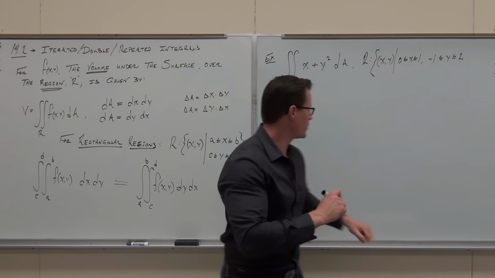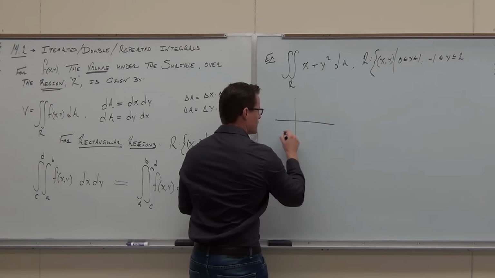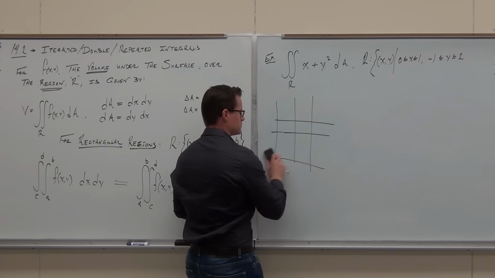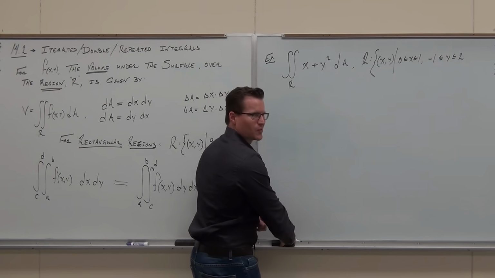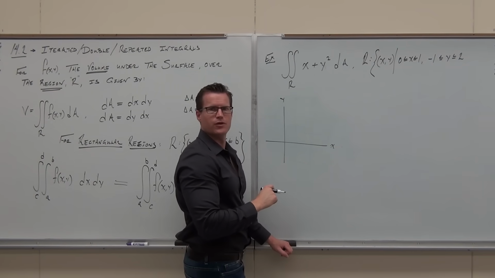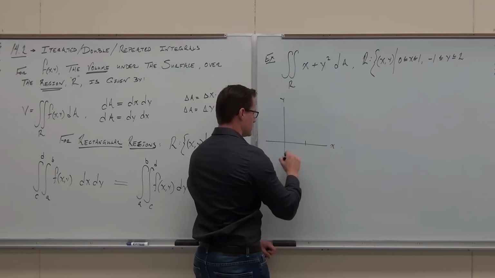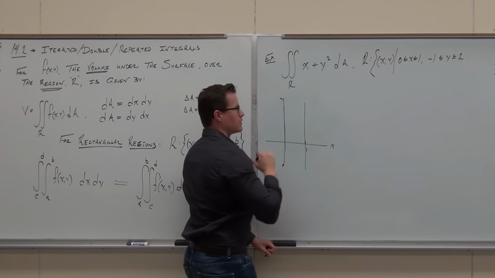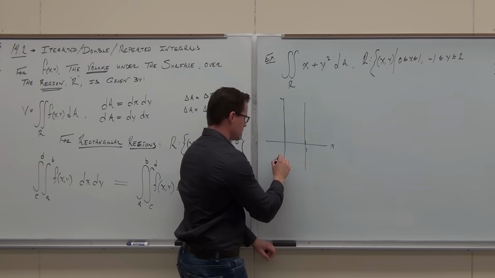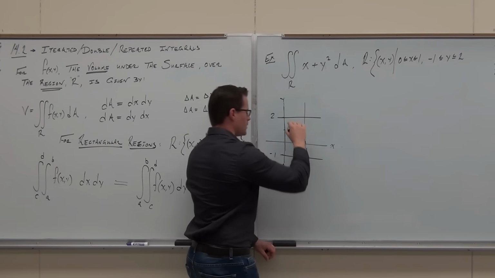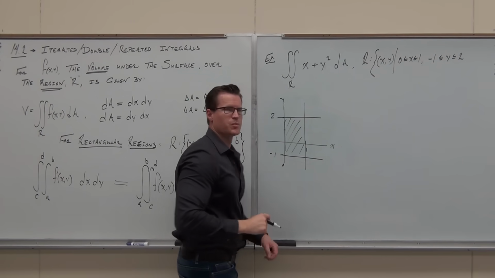If you were to draw it, we'd have basically this picture right here. It's like tic-tac-toe right now. Where's X going from? X goes from 0 to 1. What's Y going from? -1 to 2. This is the picture of our region.